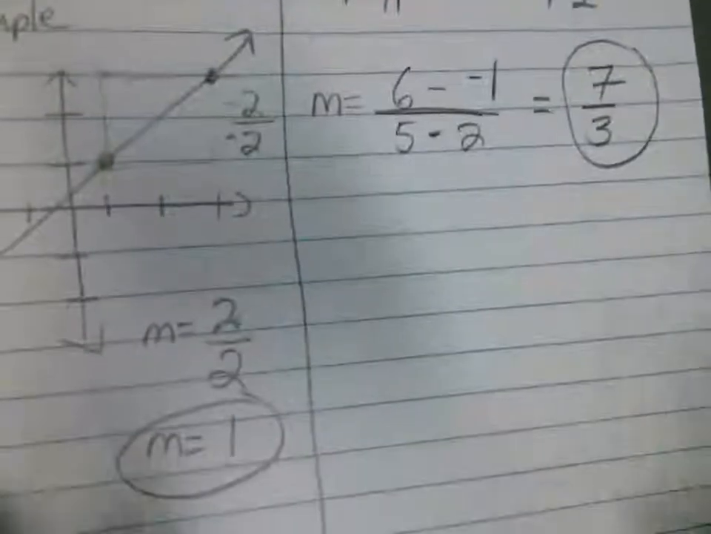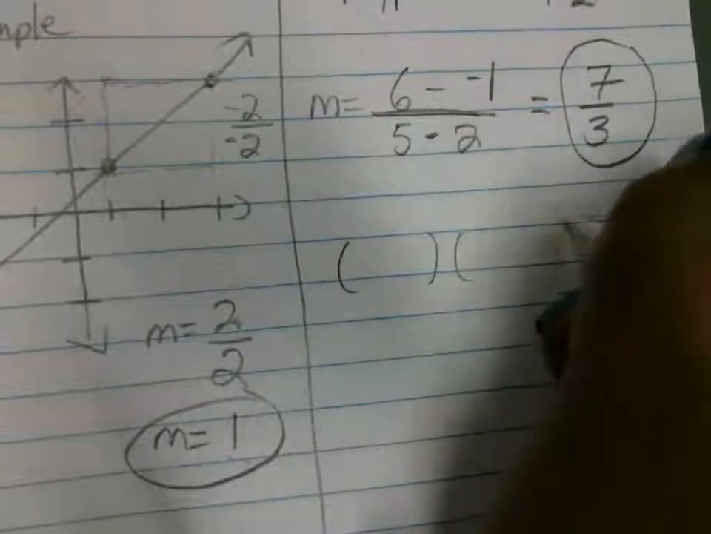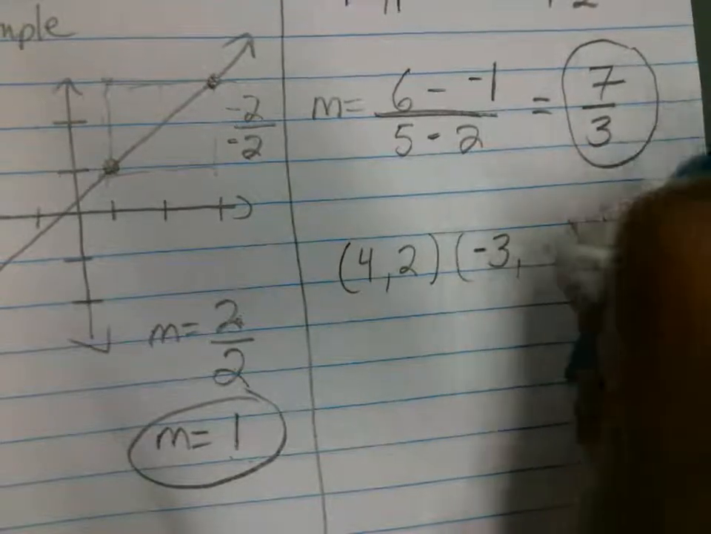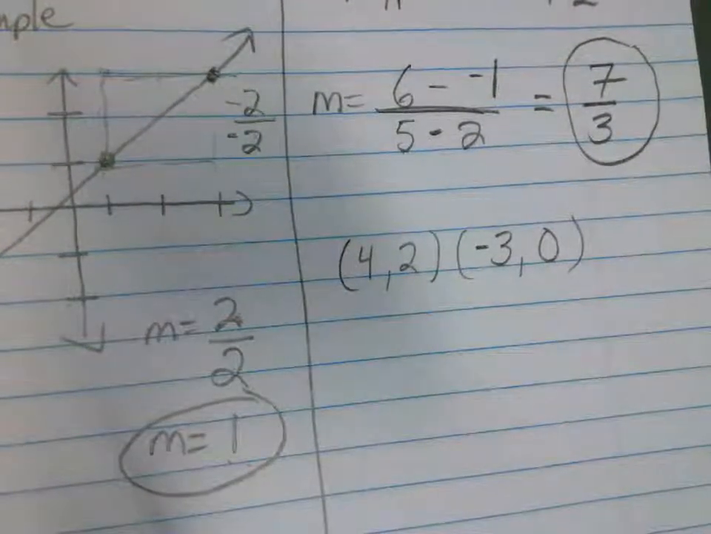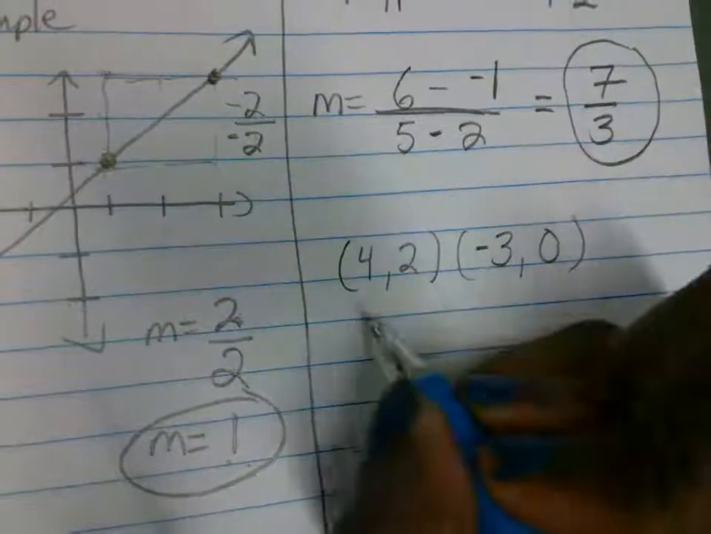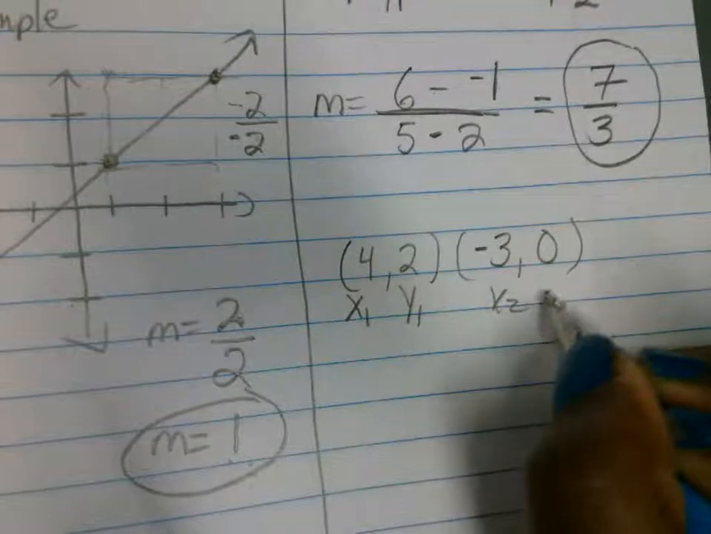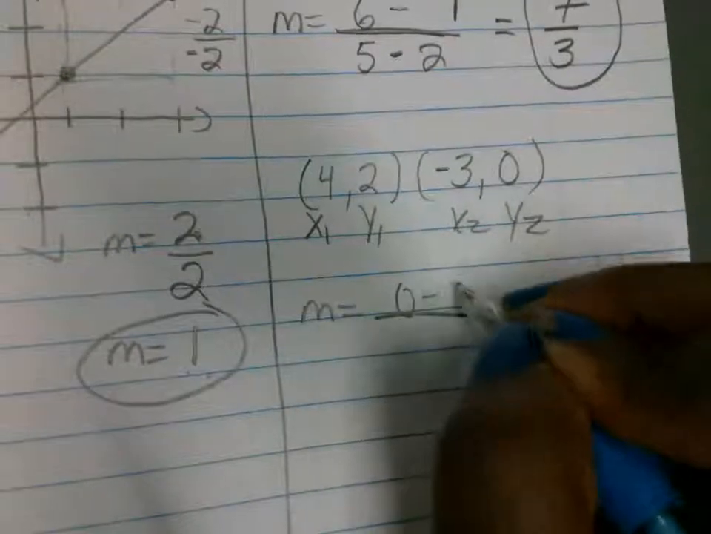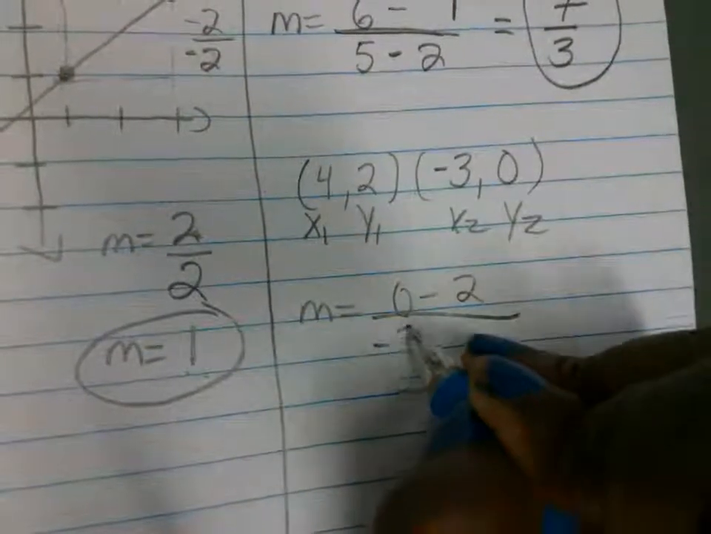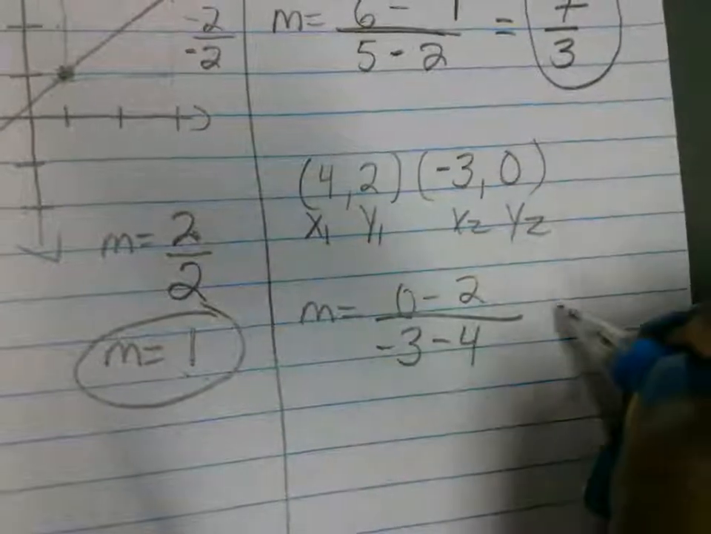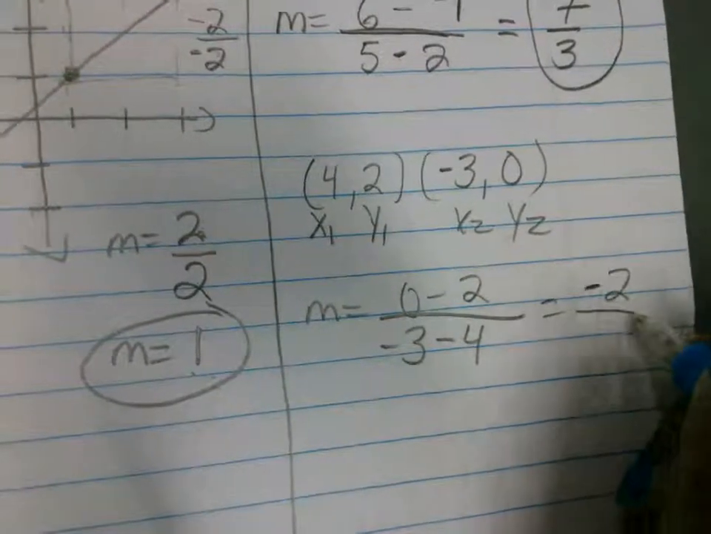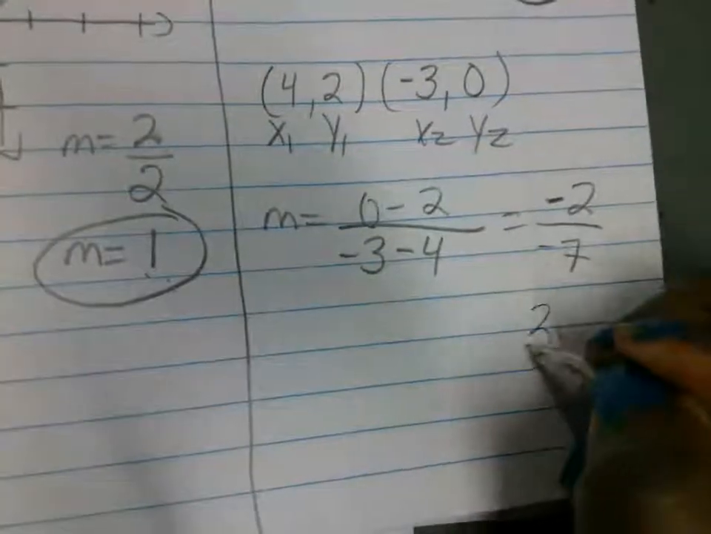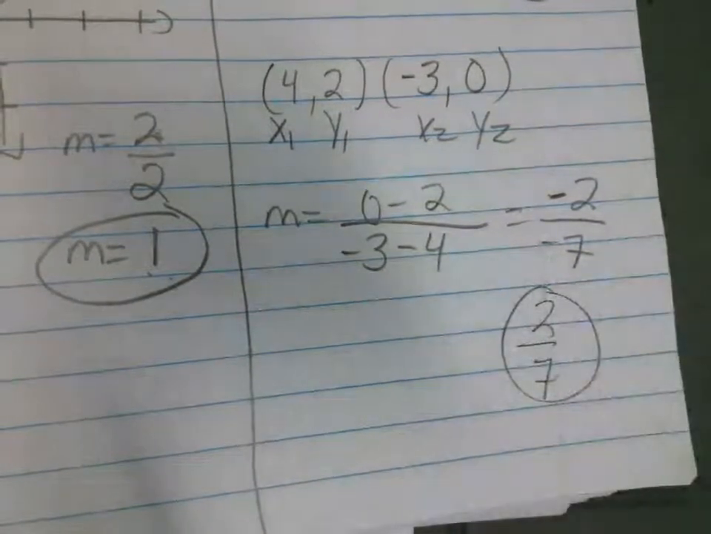See if you can do this one. Here we go. X1, Y1, X2, Y2. What do we subtract on the top? 0 minus 2. Bottom? Negative 3 minus 4. What does that give you on the top? Negative 2. Bottom. Negative 7. Negative divided by negative? Positive 2 over 7. Just make sure it's reduced.